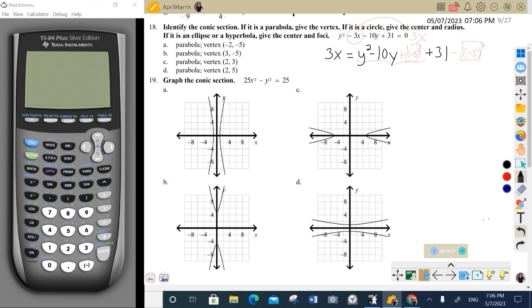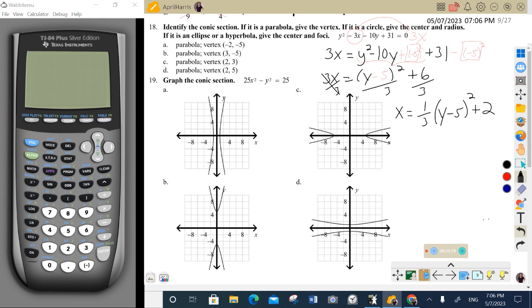Rewrite your trinomial as a binomial squared, and in there we're putting half of b. And on the right, let's see, 31 minus 25, that should be a positive 6. But you're not done because you got to divide everything by 3. So when you do that, you get x equals 1/3 (y minus 5) squared plus 2.